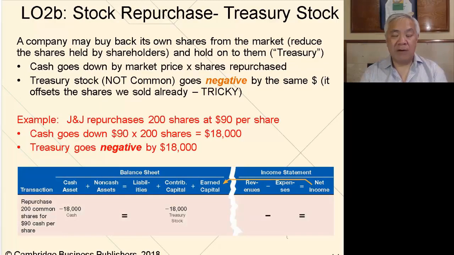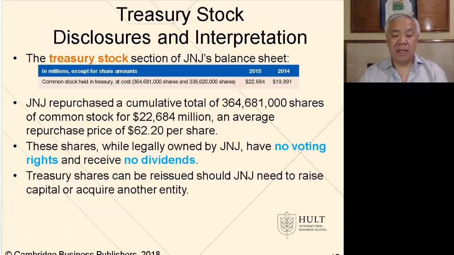Here's an example. Say J&J repurchases 200 shares at $90 per share. The dollars that's going out of the company is when you multiply $90 per share times 200 shares is $18,000. Treasury shares then goes negative by that $18,000. The template is balanced below, negative 18 on the assets, namely cash, negative 18 on equity, namely treasury shares, and that is the account to show that we bought some treasury shares.